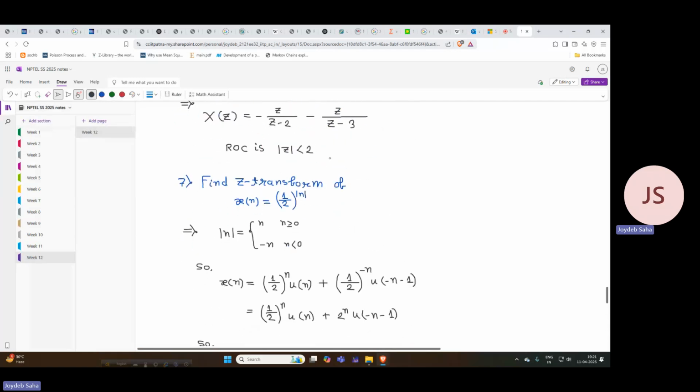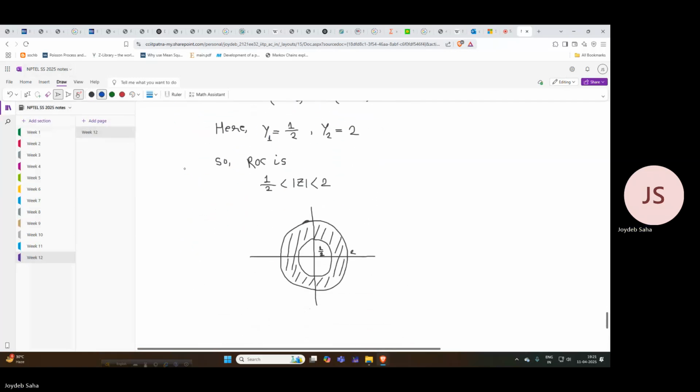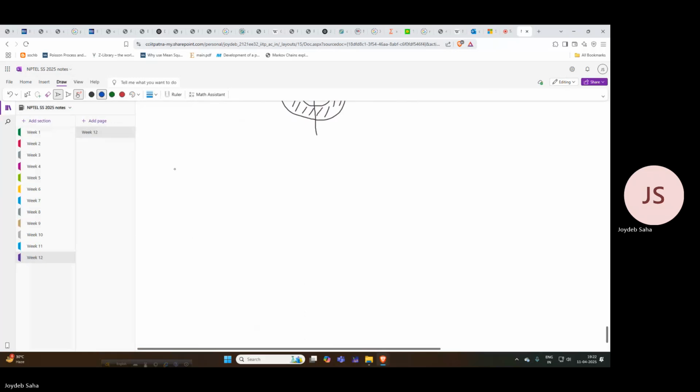Okay, so next problem. Question 8. Xn is equal to 5, 3, minus 2, 1.